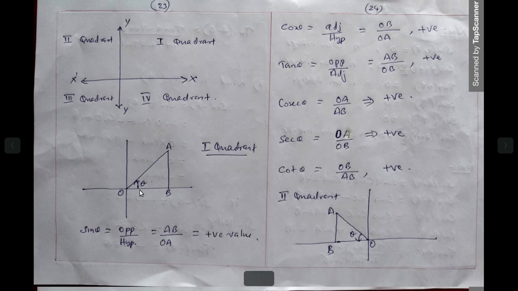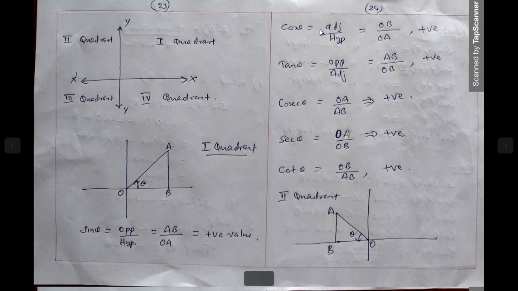Clearly here OB is pointing towards right side, which is positive, and AB is in the upward or y direction. So this is also positive. Here OA is a hypotenuse, that is always taken as positive, right? Then AB by OA. AB is positive, OA is positive, so the entire term will be what? Positive. So sin theta is positive in the first quadrant, right?